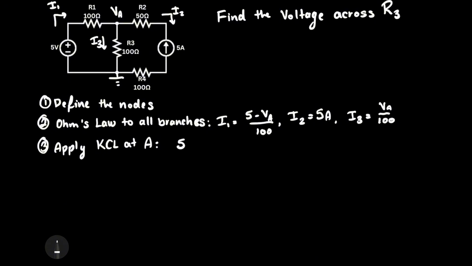And when we do find a balance, we can write an equation. 5 minus VA over 100 equals 5 amps plus VA over 100.